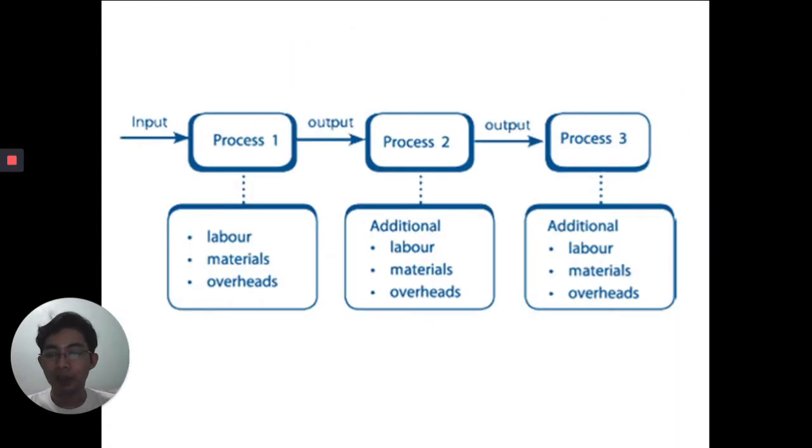As you can see with this illustration, our input are our raw materials, and then it will be processed in our first department, wherein we will add our labor and overhead. Then after that, it will be transferred to the next department, which is the second process. And then on that second department, they will add materials, labor, and overhead. And then after that specific process, it will be transferred to the next department, and so on and so forth until the units are finished.